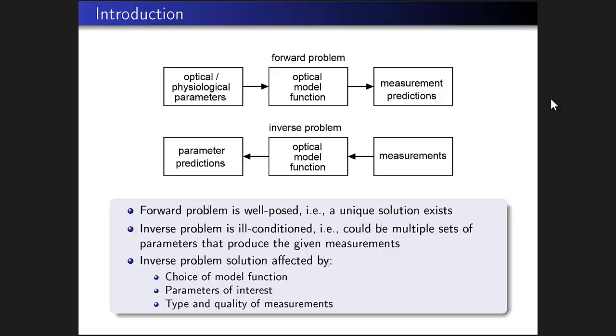And as Jerry mentioned earlier, the forward problem is well posed. A unique solution exists. But often the inverse problem is ill-conditioned. And that means that several sets of optical or physiological parameters could produce the same measurement predictions. And so determining the inverse problem is going to be difficult. So the inverse solution is affected by your choice of your model function, the parameters that you're trying to look for, and the type and quality of the measurements.